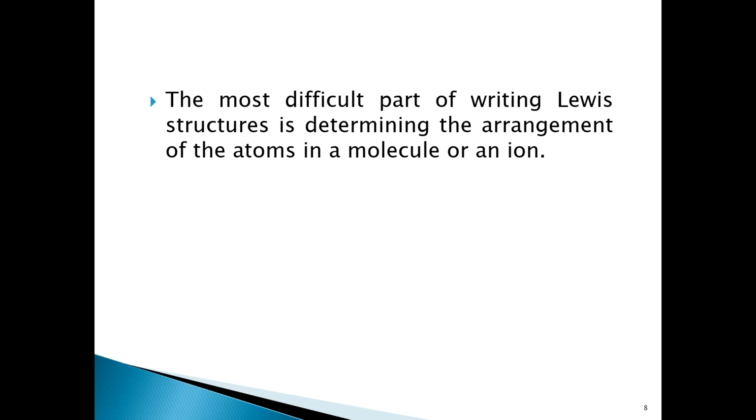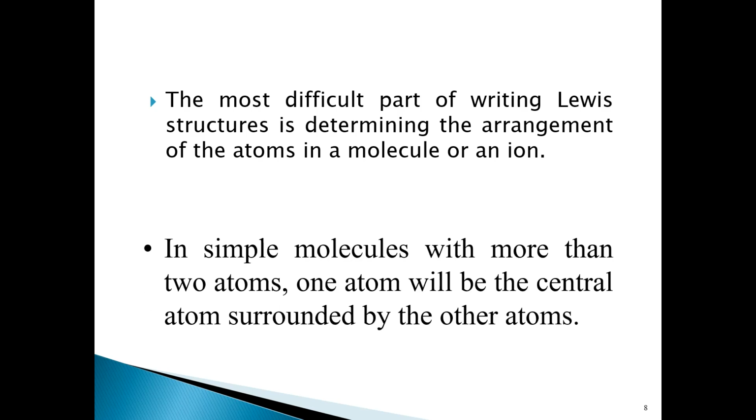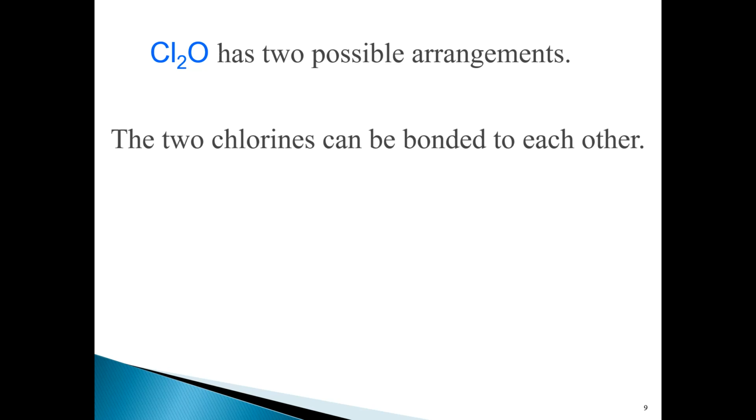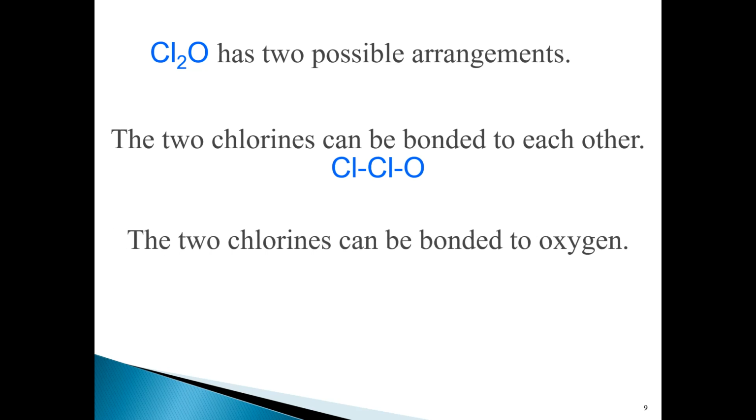The most difficult part of determining the Lewis structure is determining basically how the atoms are arranged. In other words, which atom would be in the middle and which atoms will be surrounding the middle atom. In the case of simple molecules with more than 2 atoms, one atom will be the central atom surrounded by the other atoms. So, for example, in the case of this molecule here, there are 2 possible arrangements. You could have 2 chlorines bonded to each other, and then 1 chlorine is bonded to an oxygen atom, as seen here. Or you could have the oxygen atom in the middle bonded to 2 chlorine atoms. So the question now becomes, which one would be the correct one?